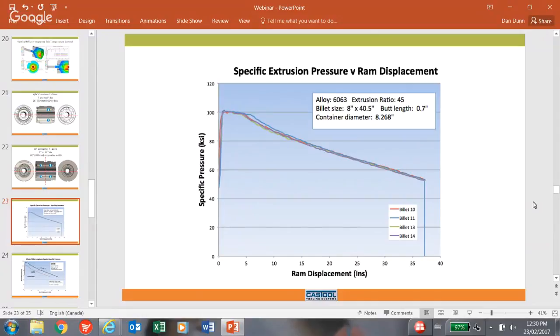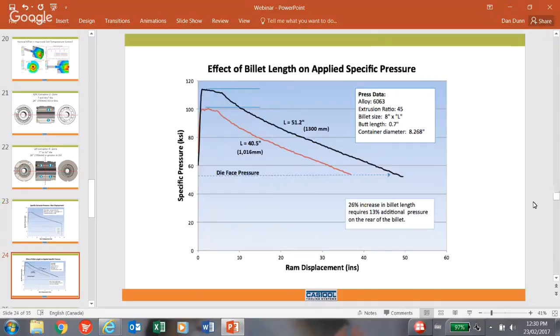In this example, we have a typical 8-inch container with a 45-inch long body, extrusion ratio of 45, pretty typical. The lines on this graph plot out the specific pressure and ram displacement in inches. So you can see they're actually quite linear and topping off at 100 KSI. When we make a design change to this container, and we now take it from 40.5 inches long to 51.5 inches long, the world slightly changes.